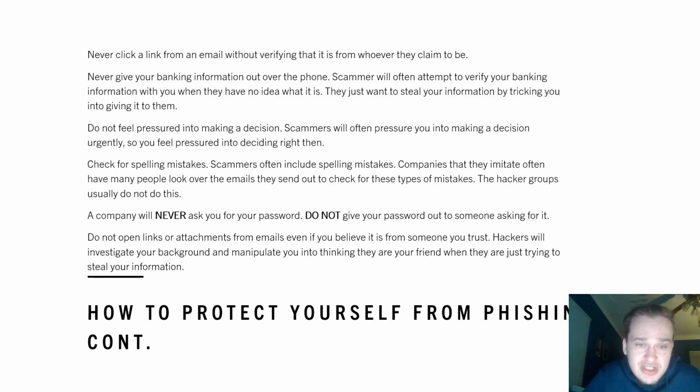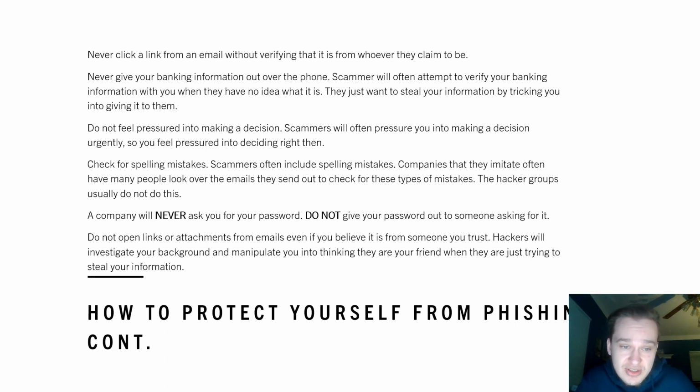Another way to protect yourself is to never give any sensitive information out over the phone. Never give your banking information. And something that these scammers will actually do is they will often attempt to verify your banking information. So they'll have you say, like, our records say that your card number is this, and they'll have you say it out to like verify it, saying that to kind of trick you into giving your card number to them. This is what they'll do.